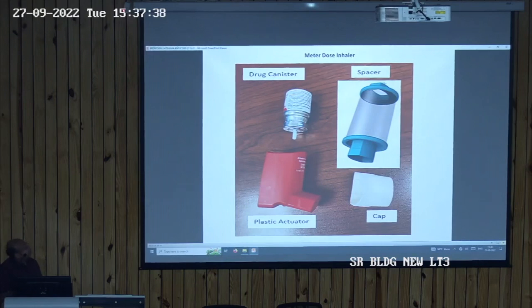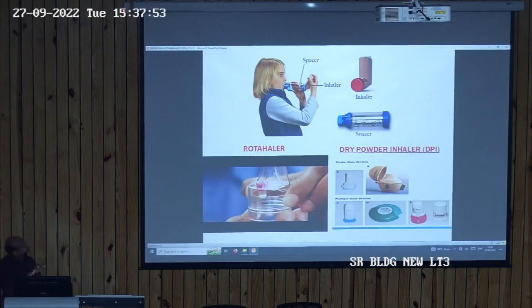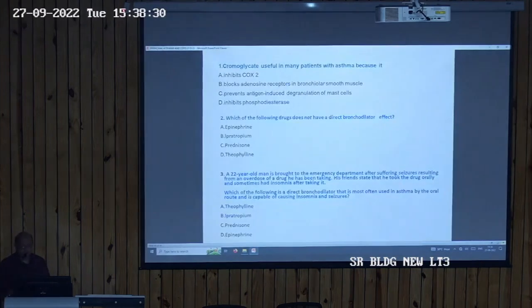So you have one canister which is containing the drug, another is the plastic actuator, and this is the spacer. Okay? And this is the cap. So the utility is, when you are using this, the spacer is placed in between the mouth and the inhaler. Okay? And then there is a rotahaler. Now this capsule, which consists of a dry powder, so whenever you turn it, the capsule will break and the dry powder will come into the glass bottle, and then you need to inhale it. And then there is a dry powder inhaler. So this is something which you have to keep in mind, these devices, their functioning, and most important is the role of the steroids.